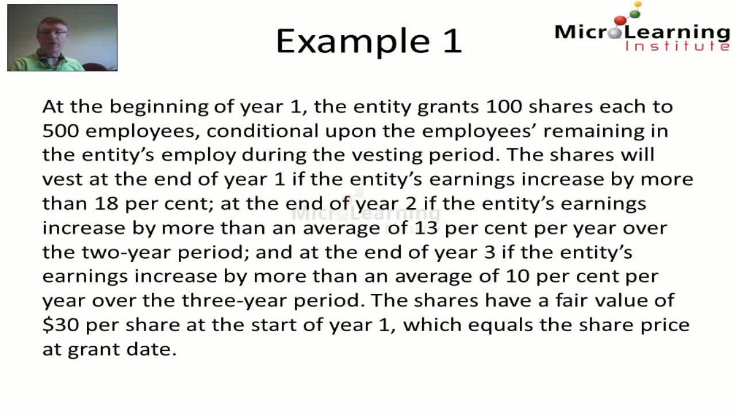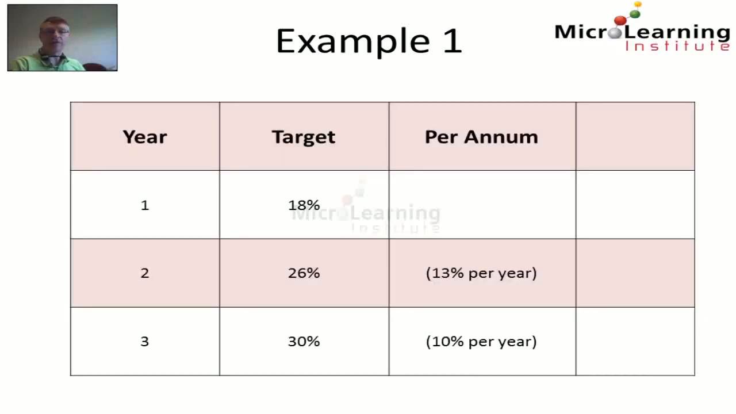The shares have a fair value of $30 per share at the start of year 1, which equals the share price at grant date. So here we have a summary of the vesting criteria. Year 1, 18%. After 2 years, 13% per annum, or that's a cumulative of 26%. Or after 3 years, 10% per annum, or a cumulative of 30%.